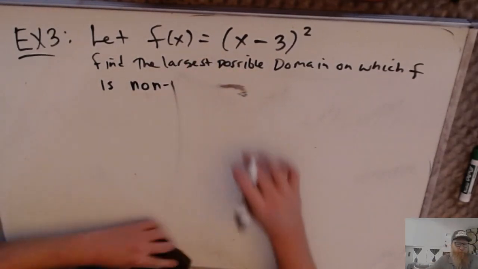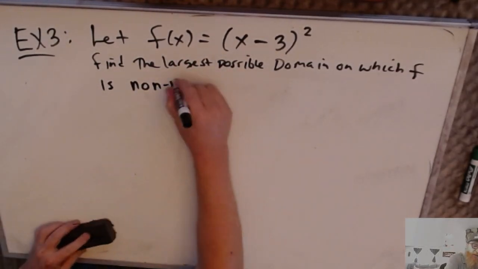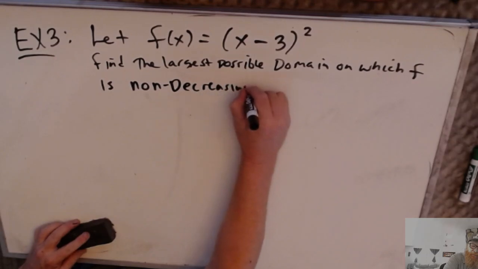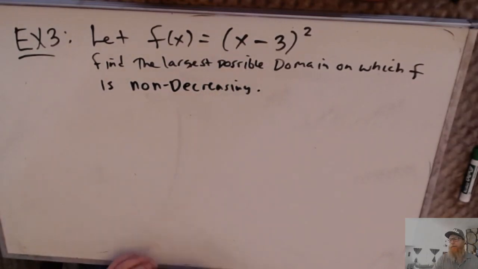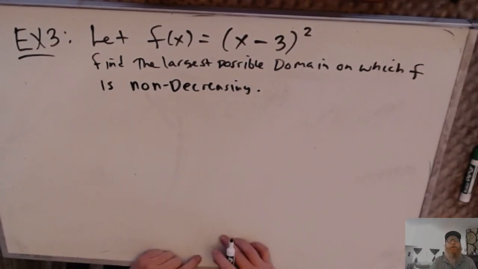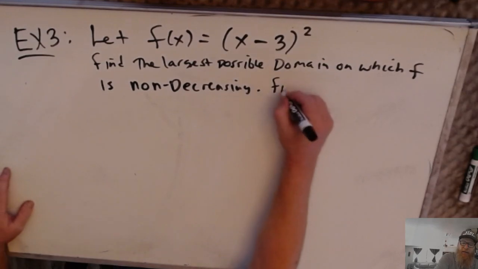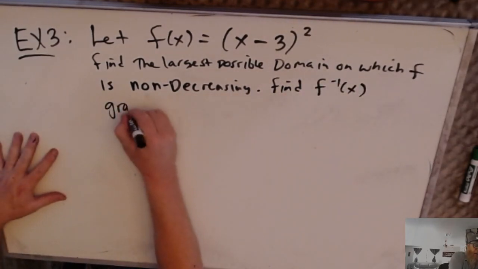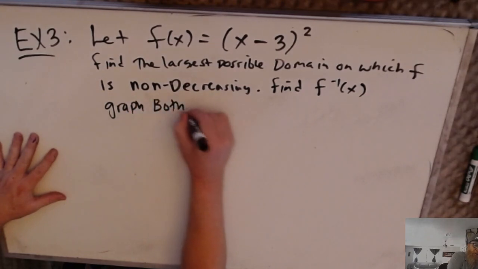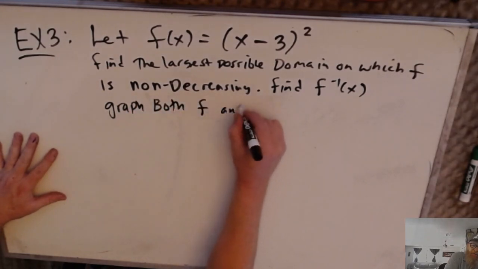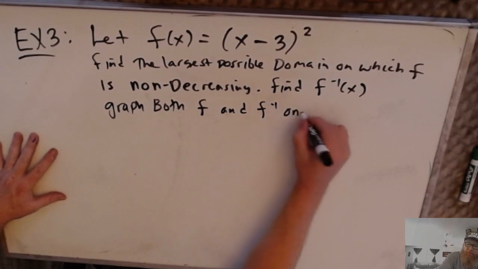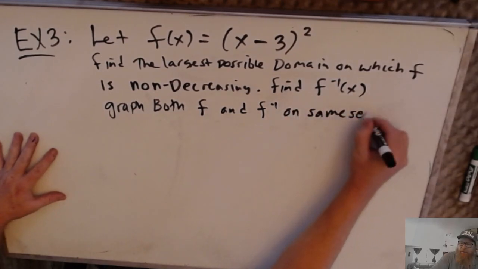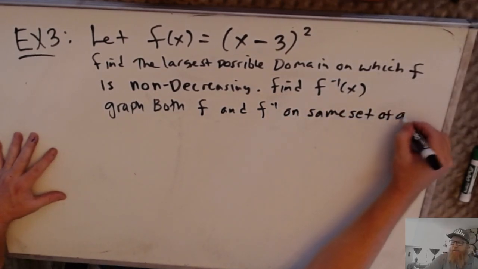Actually, I changed my mind. We already did non-increasing. Let's do non-decreasing. I guess we've done both, but for this particular example, I'm going to do non-decreasing. Okay, and then find f inverse of x, and graph both f and f inverse on the same set of axes.